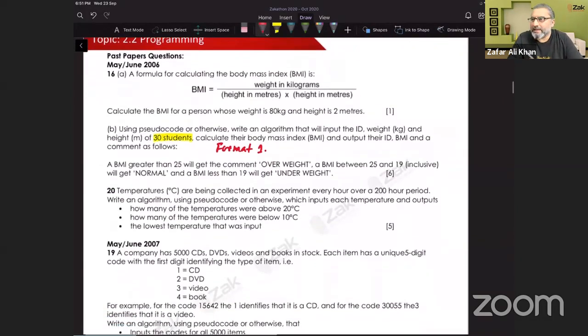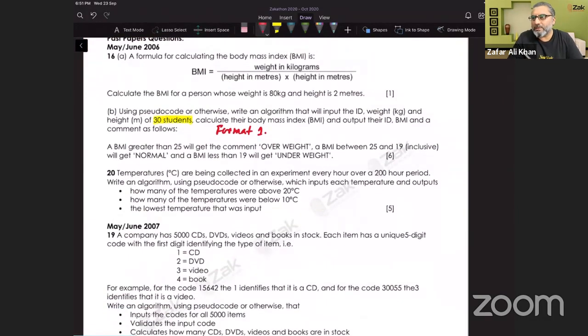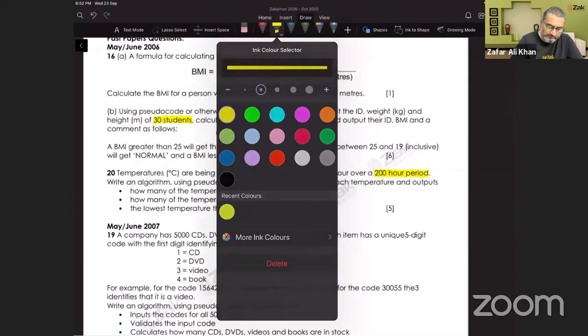Move on to the second question, question 20 from the same year. Temperatures are being collected in an experiment every hour over a 200-hour period. Write an algorithm using pseudocode or otherwise which will input each temperature and output whatever. So this is 200, a number given. So this is format 1.